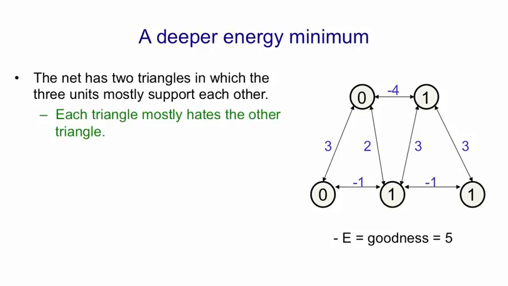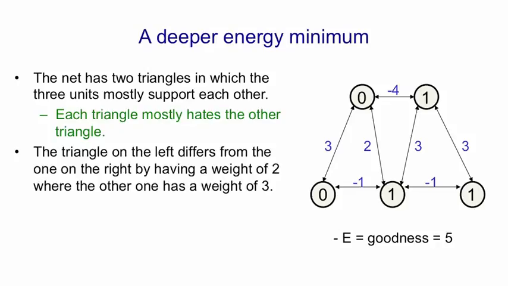If you look at that net, you can see the net's composed of these 2 triangles, in which the units mostly support each other, although there's a bit of disagreement at the bottom. And each of those triangles mostly hates the other triangle via that connection at the top. The triangle on the left differs from the one on the right by having a weight of 2 where the other one has a weight of 3, so the triangle on the right will give you the deepest minimum.